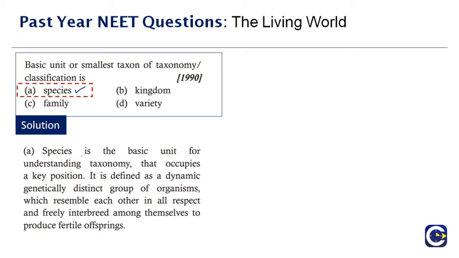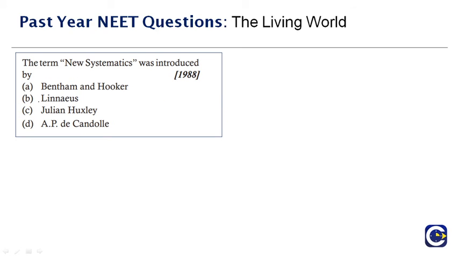If you see here, species is a basic unit for understanding taxonomy. Only if you know things from the minute information till the highest will it be easy for you to understand. You just can't straight away start from the higher level. Only when you start knowing things from the basic level will you understand things. So species is a basic unit of understanding taxonomy here. It occupies a key position in classification. So it is very important we start from the lower to the higher position. Okay, fine. Next question.